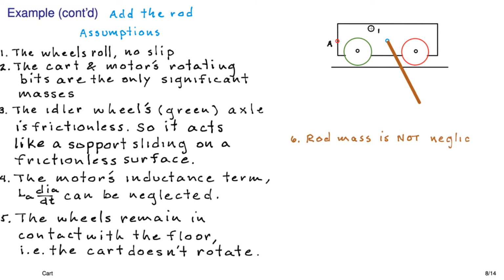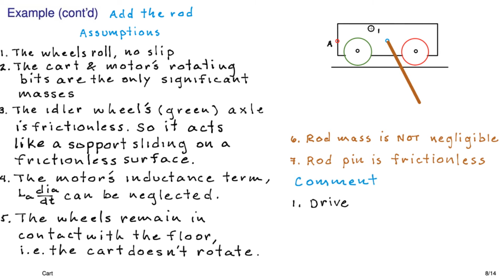So here are the assumptions for the rod. We're going to say that its mass is not negligible, and that the rod pin is, however, frictionless. So a couple comments. The drive wheel free body diagram and equations that we did just a few minutes ago are unchanged. So we're going to be able to exploit all of that information real easily.